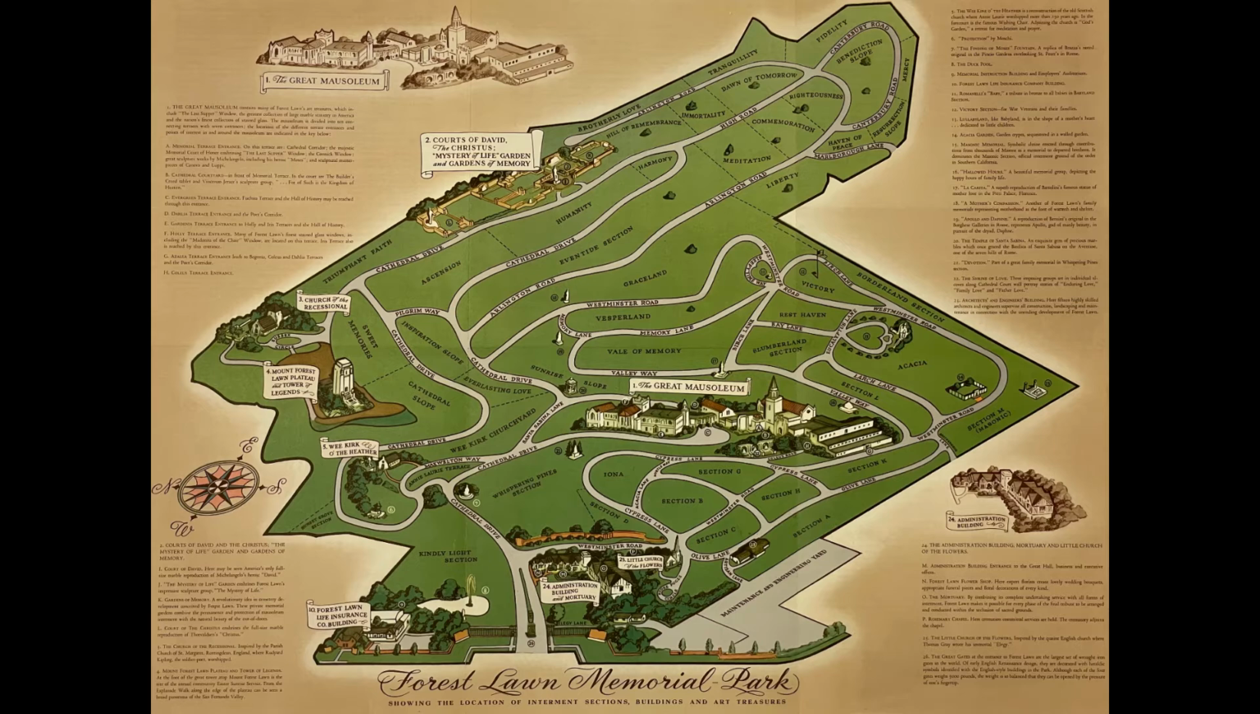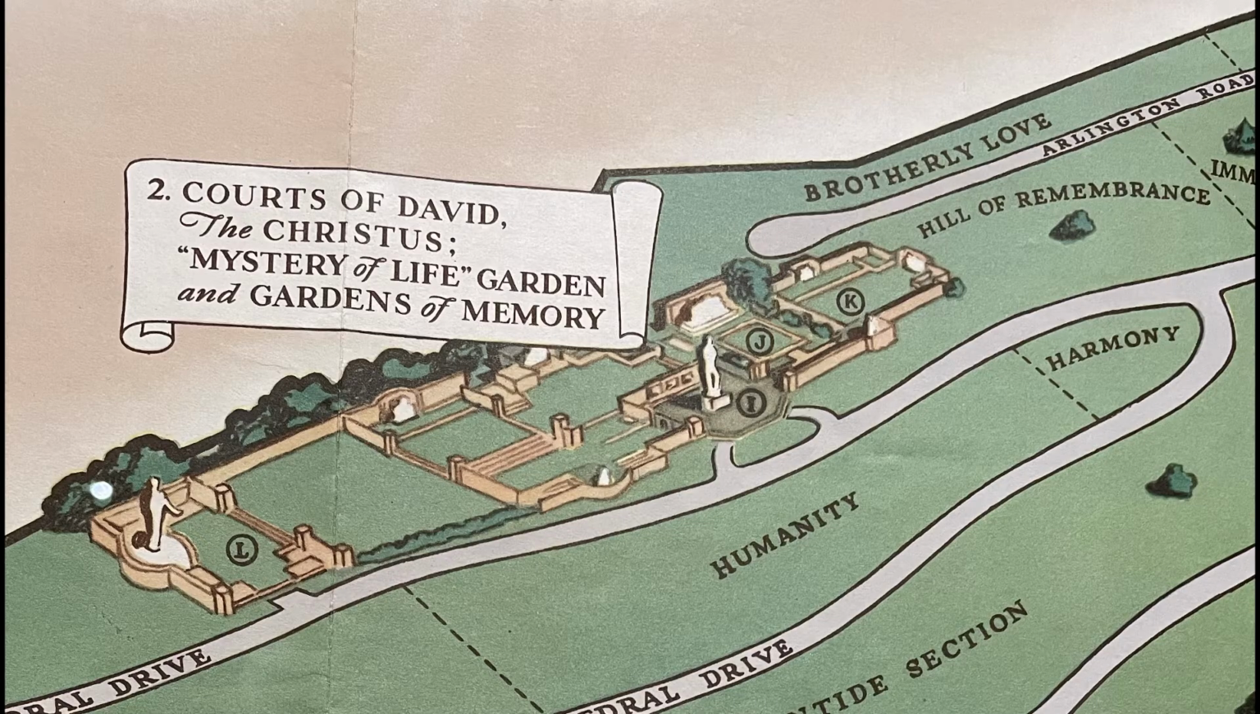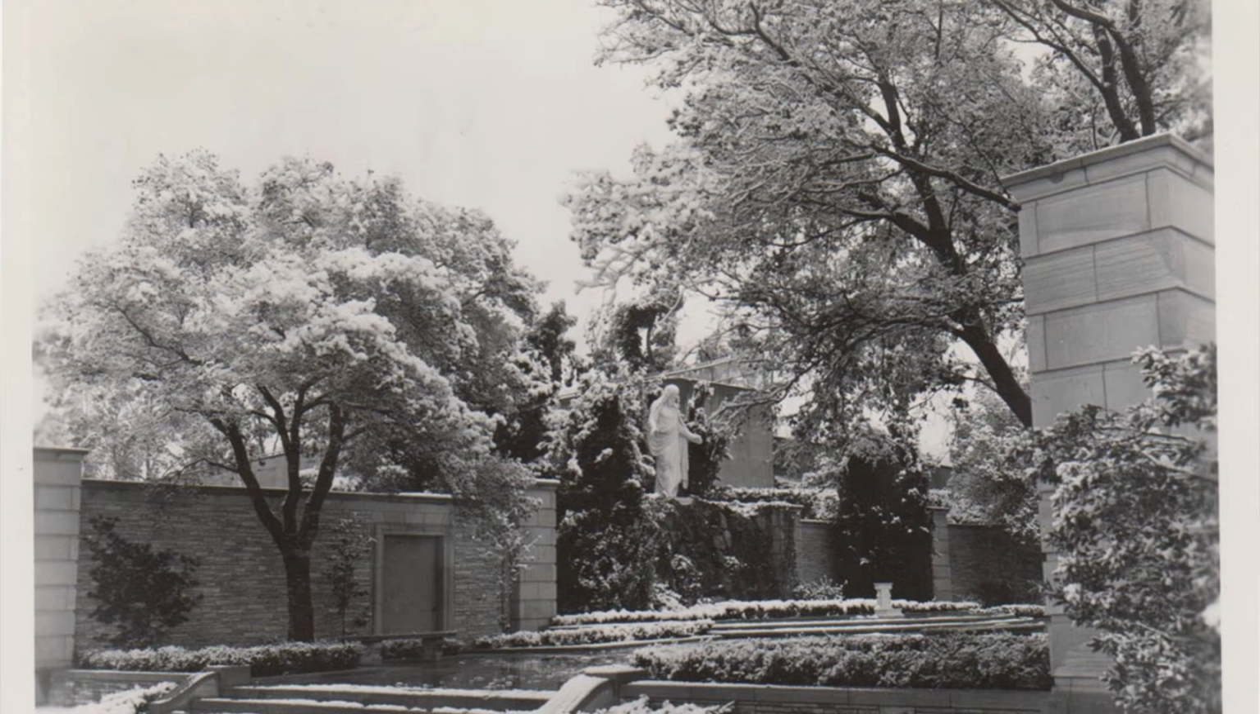The second map is from 1947. Here, you can see that the Court of David has been added to the park and that the Christus statue has arrived in Glendale. This statue came to Glendale after being stranded in Italy during World War II.